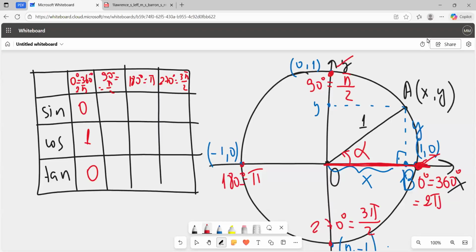Okay, in this point, y coordinate is 1, x coordinate is 0, tangent is equal to 1 divided by 0, which is undefined. And in this point, y coordinate is 0, x coordinate is equal to -1, then tangent is equal to 0. Finally, in this point, y coordinate is -1, x coordinate is 0 and tangent is undefined.